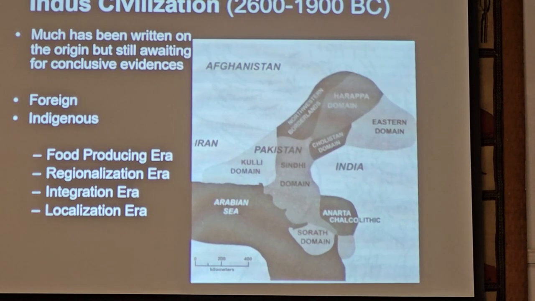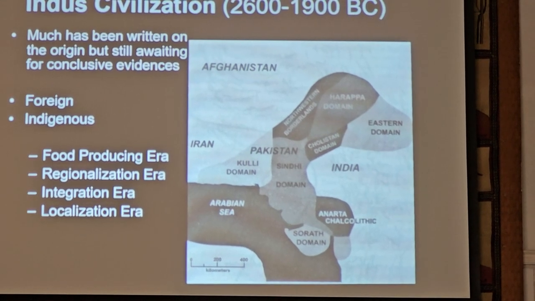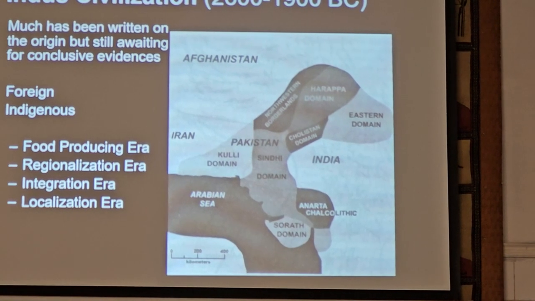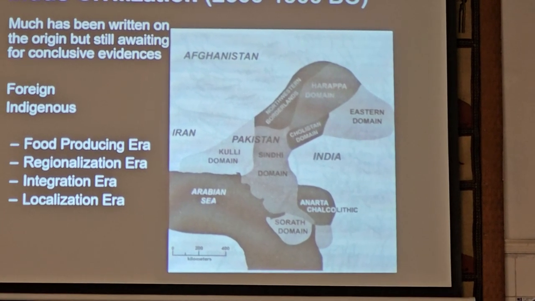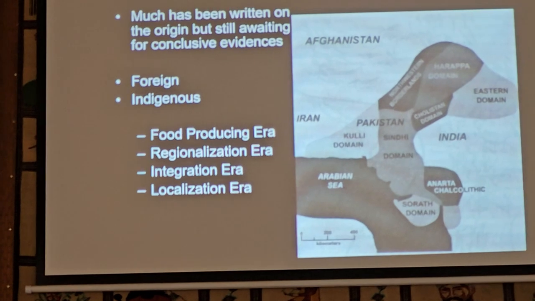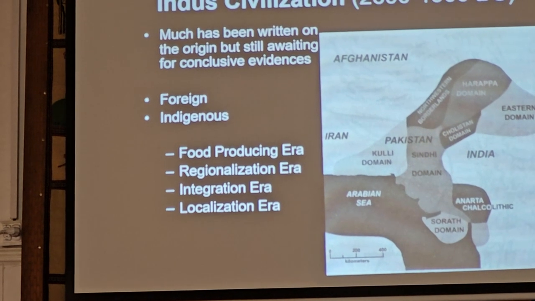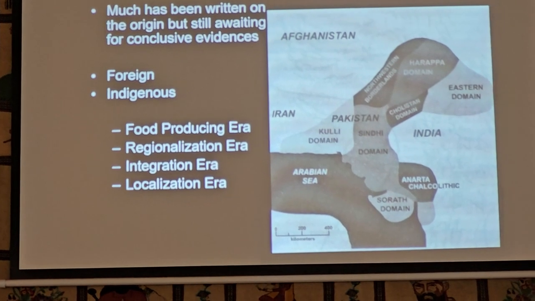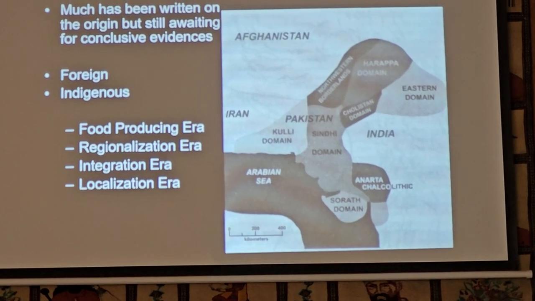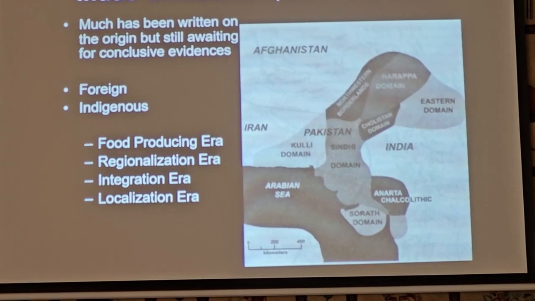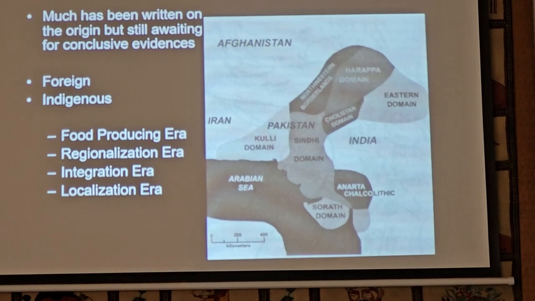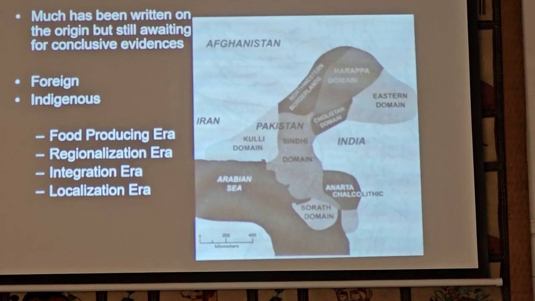The origin of the Indus civilization is a very important topic, and there are two groups of scholars. One group of scholars says that the Indus Valley civilization developed from foreign sources, from foreign cultures. The foreign people came to South Asia and established a civilization in this region. If you are a student of history and of culture, you know how many people from Central Asia occupied this region in which you are now residing, right?